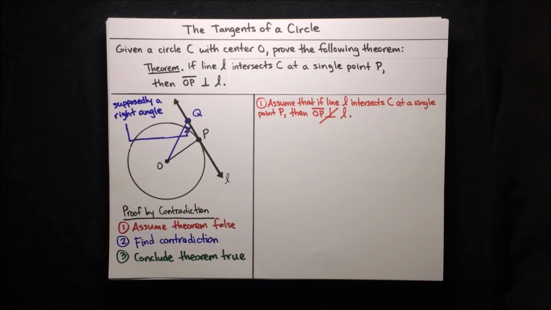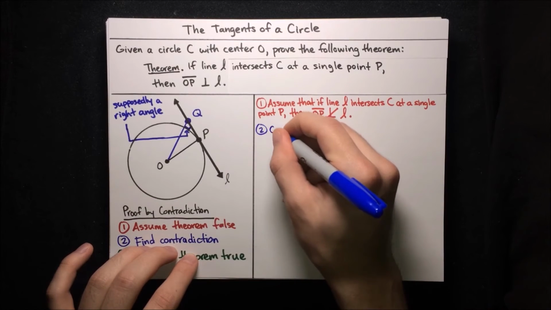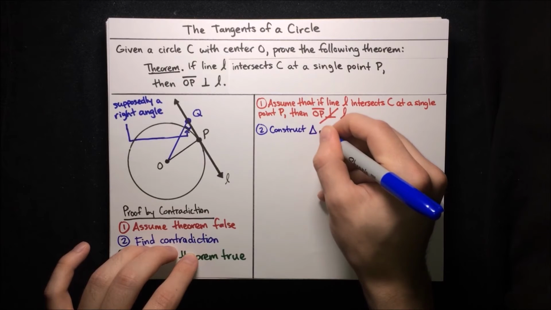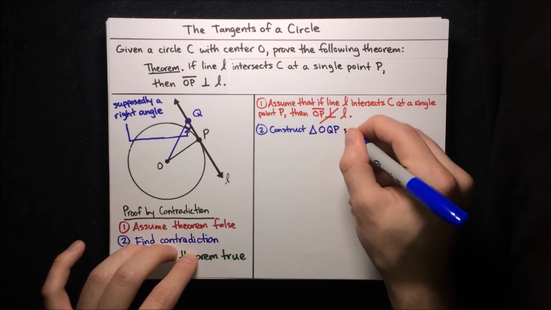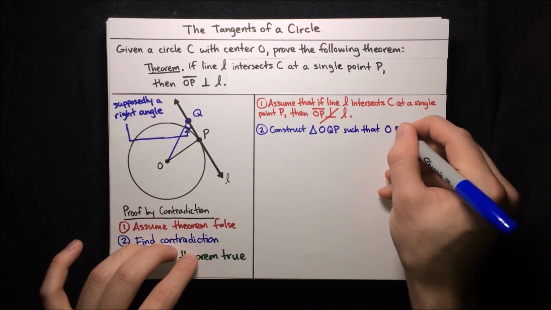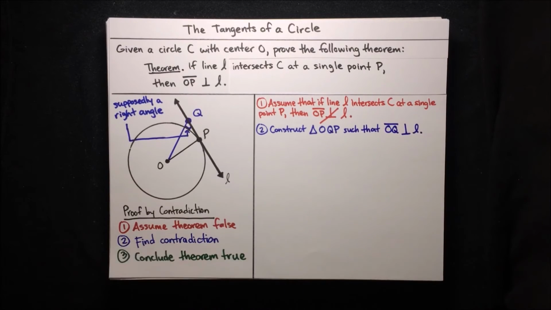Okay, so let's go ahead and write down this setup. So we'll just write down that we construct triangle OQP such that OQ is perpendicular to L. Now, if somebody were reading our proof at this point, they might complain and say, well, how do you even know that point Q exists in the first place? So we had better address that here.